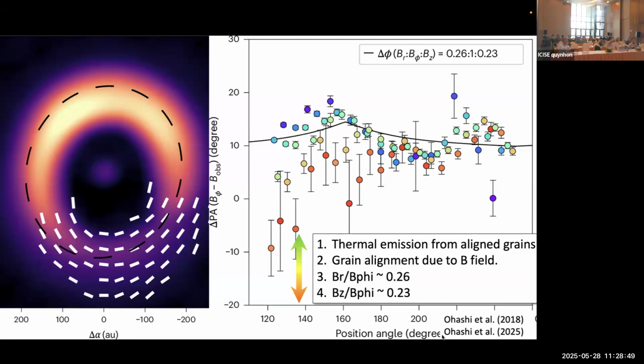Pardon? The color represents different radii from the center. So the blue ones are the inner part, and the red ones are the outer part.